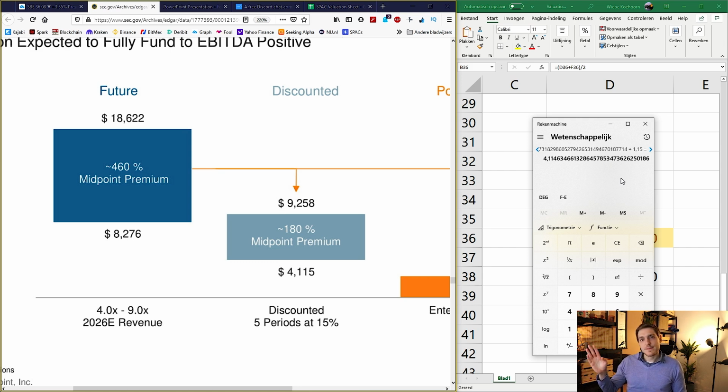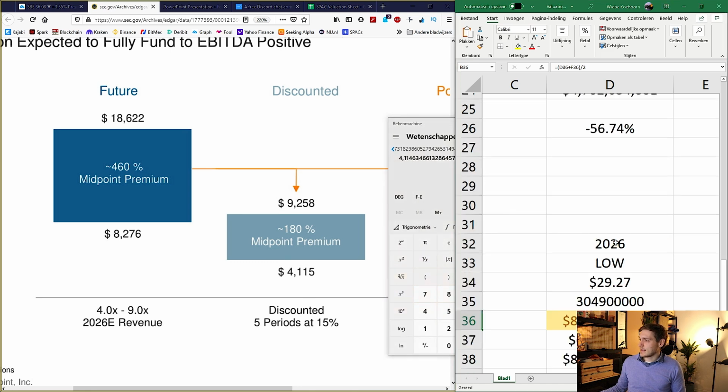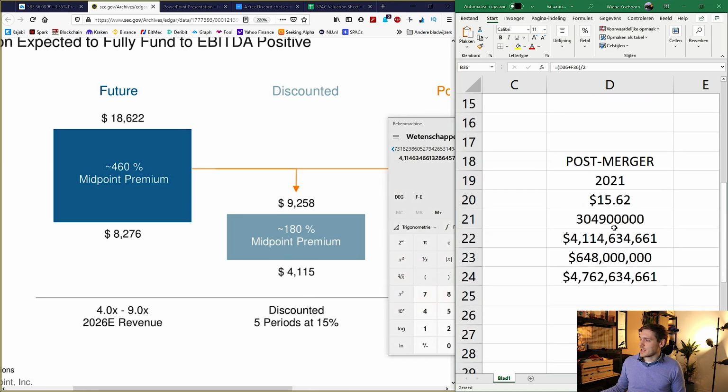So the current discounted enterprise value for ChargePoint would be $1 billion more or less, which is the number over here in the calculator, also here in the investor presentation. And if my calculator in the Excel sheet is correct, it also does the exact calculation for you in the Excel sheet as well.